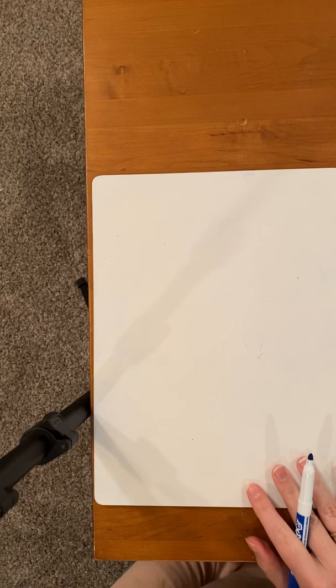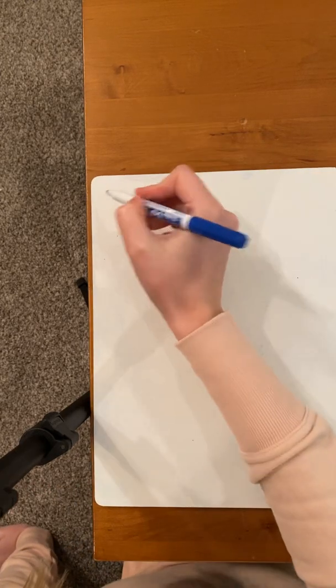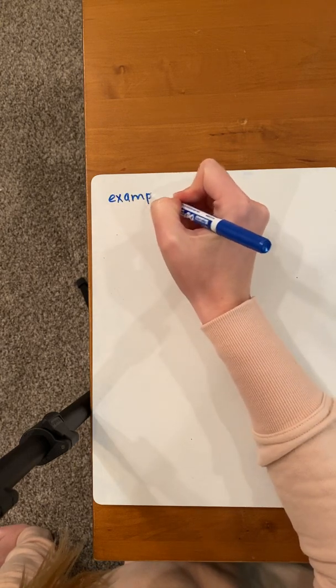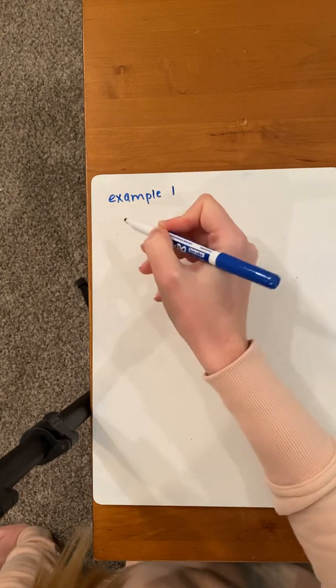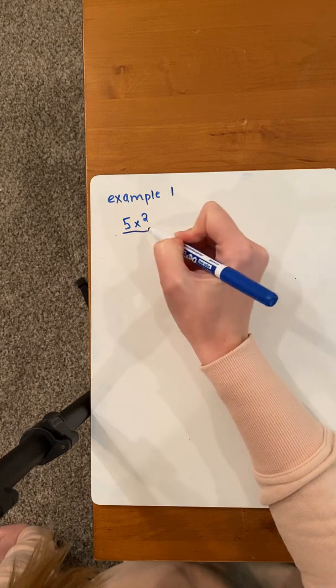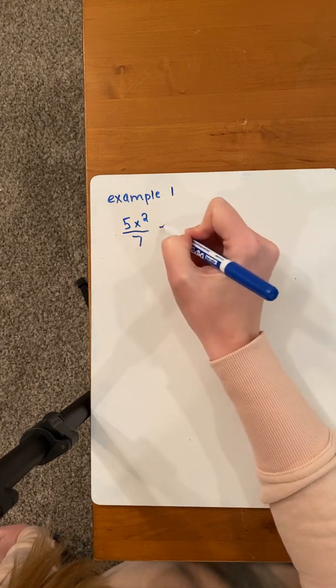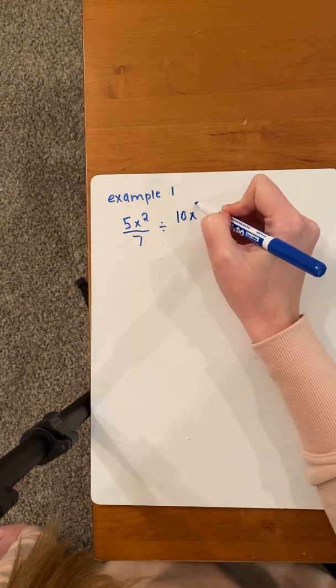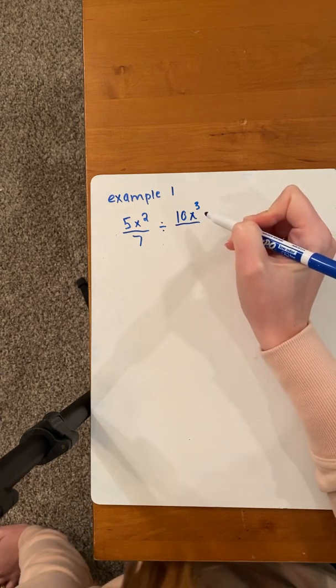So for example 1, I'm going to sit on the ground. For example 1, we're told to find the quantity 5x squared over 7 divided by the quantity 10x to the third over 21. I'm going to do my best to write it out where you can still see it. So example 1, we have 5x squared over 7 divided by 10x to the third over 21.